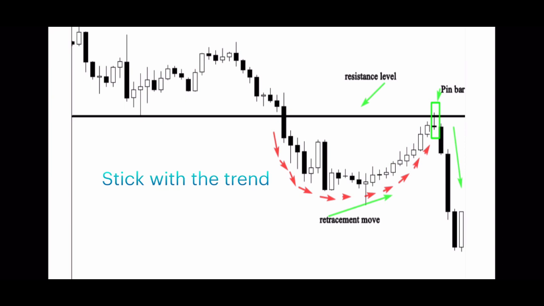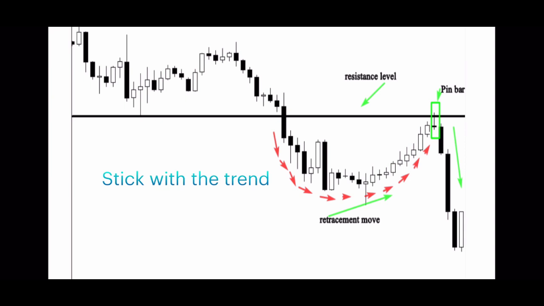You see how it shows in this picture? It shows you how the price action signal worked if it was traded with the trend. And as you can see, the price was rejected from the resistance level, which indicates that the bears are still in charge of the downtrend. The formation of the pin bar indicates the end of the retracement move and the beginning of the impulsive move at the resistance level in line with the downtrend.